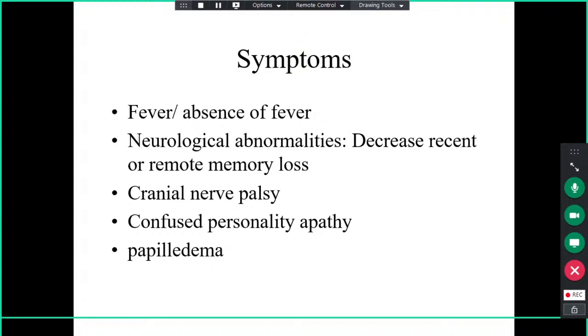Signs and symptoms: the person will have fever, sometimes there is absence of fever but there will be neurological abnormalities. So the person can behave as if they have remote memory loss or recent memory loss, or they can have cranial nerve palsy. Sometimes they will be disoriented, with confused personality, and sometimes they might have papilloedema or some other ocular signs and symptoms.